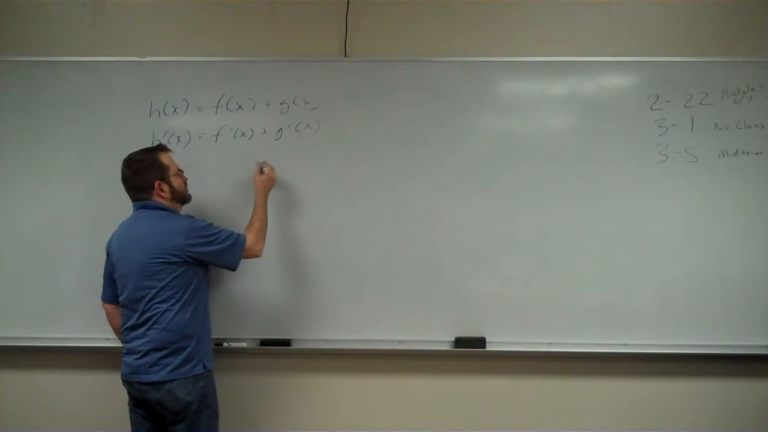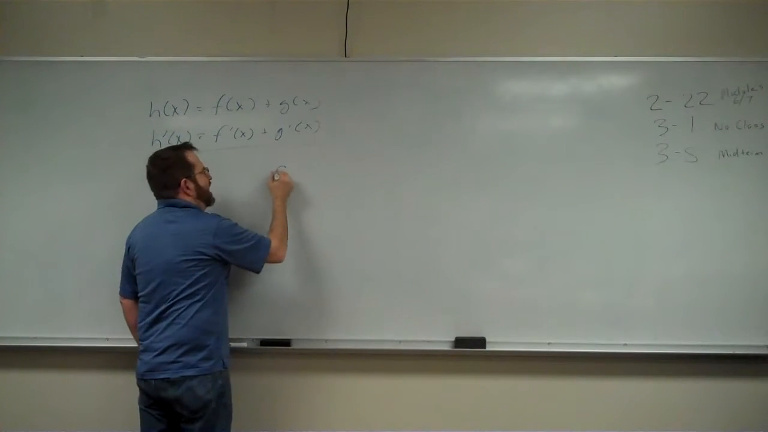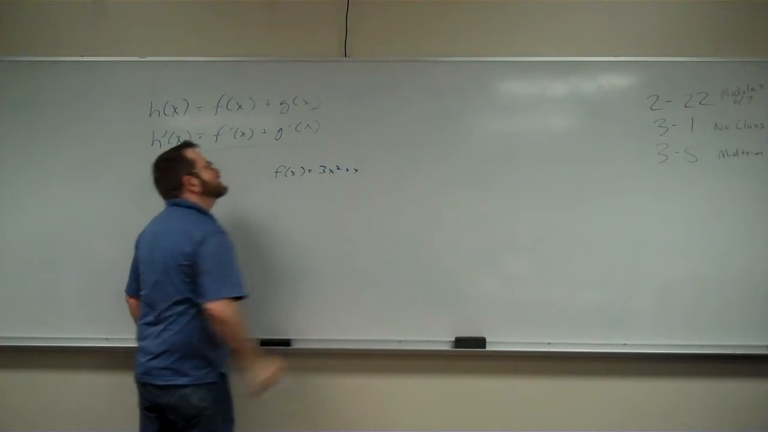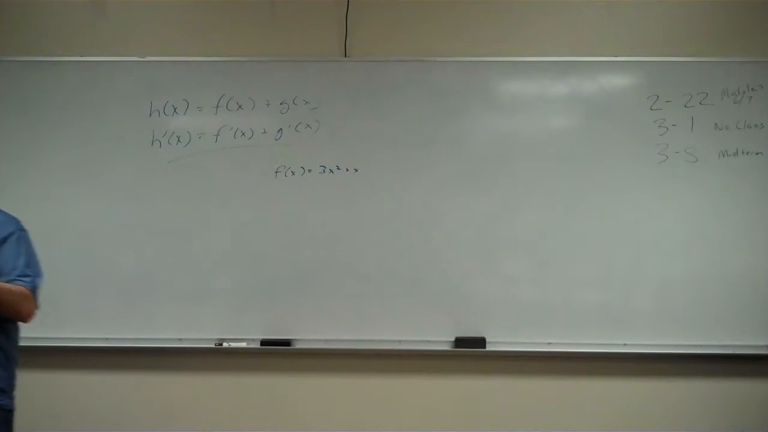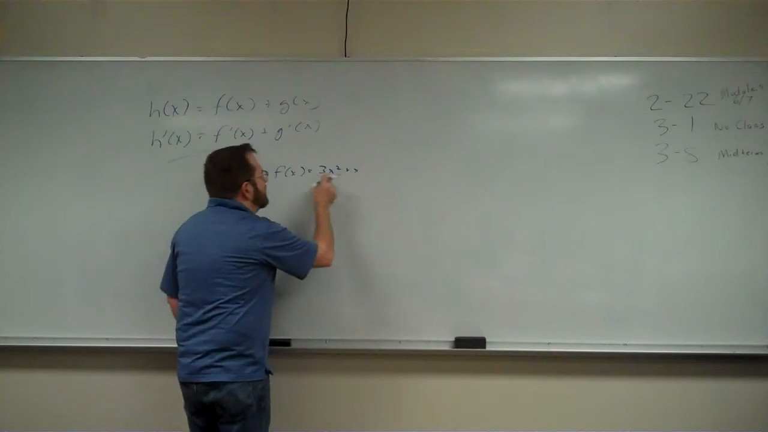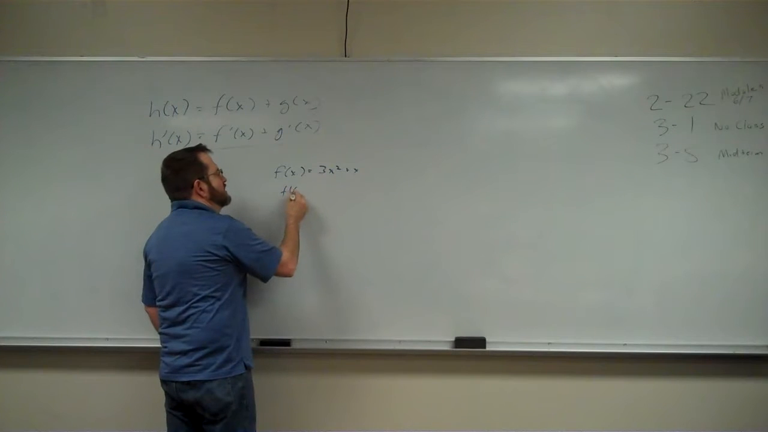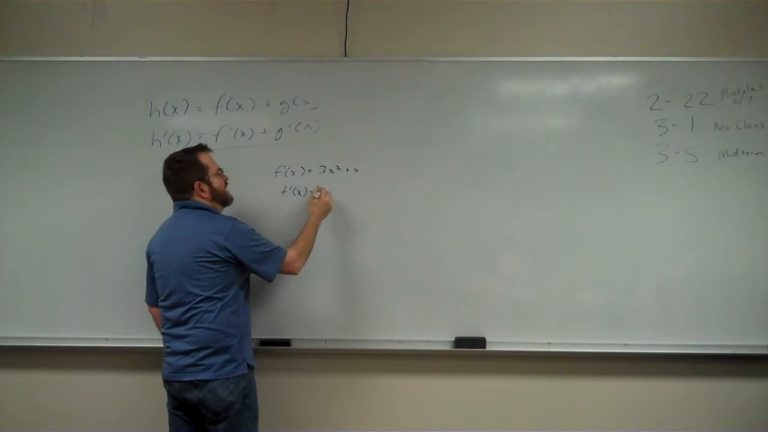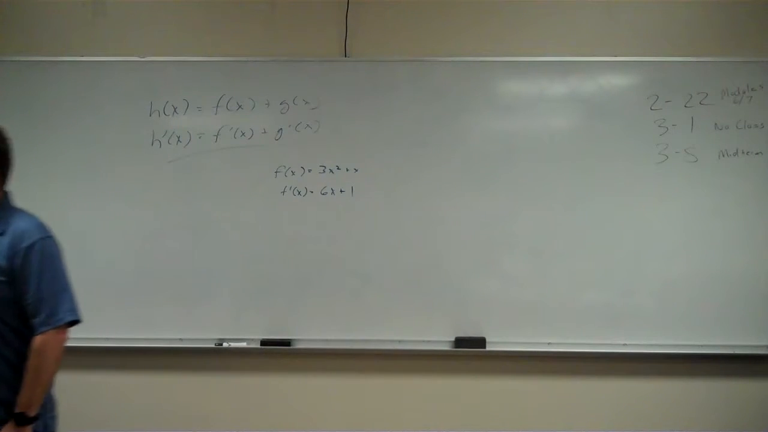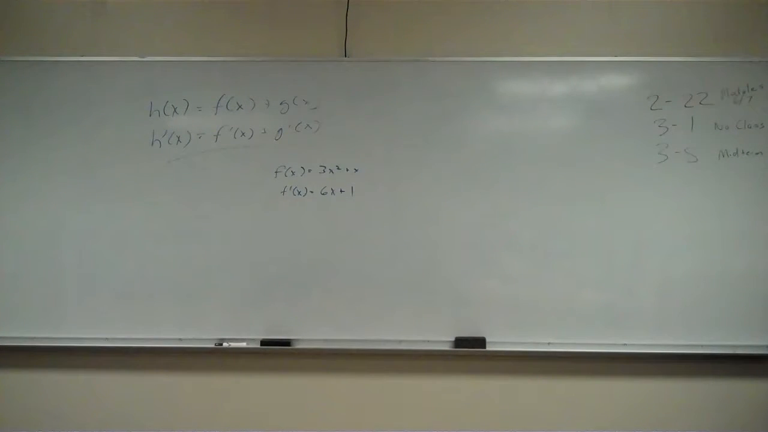So if we had some function, let's just say f of x equals 3x squared plus x. It's two functions added together. One is 3x squared and the other one is x. Just take the derivative of each of them separately. So the derivative of f is 6x plus 1. You can just do each of the pieces separately.